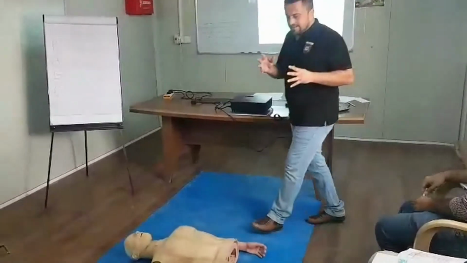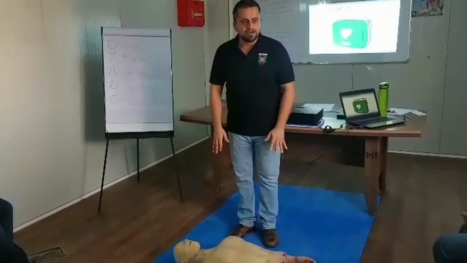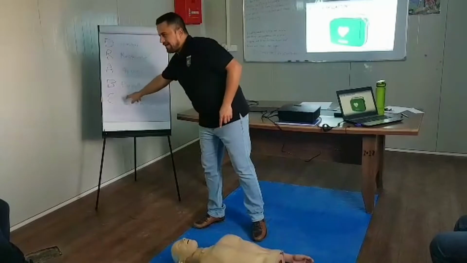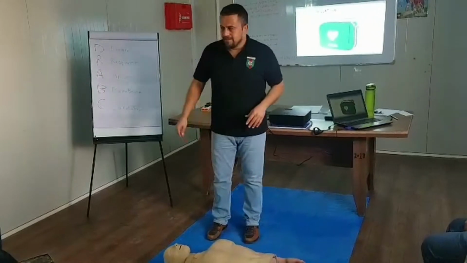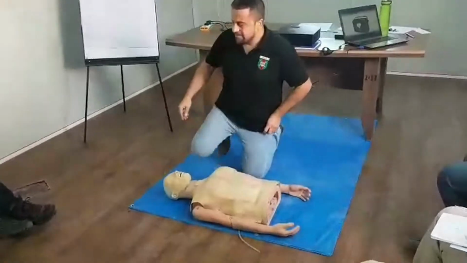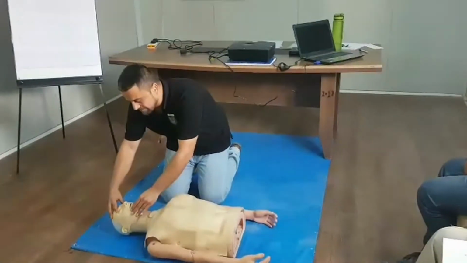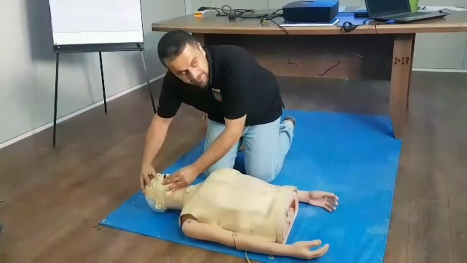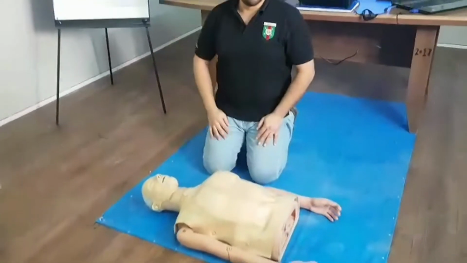What I do, the second thing is, I come here and lay on my knees to start checking the airway, breathing, and circulation. How? By listening, feeling, looking at the chest. On my knees, I will check the airway. Push the head back gently and open the mouth, see if something blocks the airway. Nothing, so I will go to the next step, which is breathing.